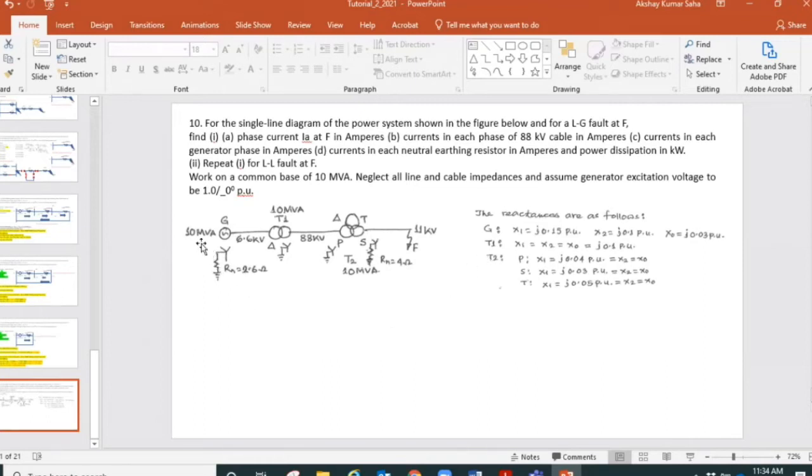And then I kept the MVA ratings to be the same, 10 MVA. That was my intention. I kept it the same because I wanted to avoid that calculation. If we want to learn that part, we can go back to that previous tutorial and learn how to get to that base value and convert them to that common base value. So that 10 MVA is for all of them. We don't need to convert anything here. Is that clear? Yes, sir.